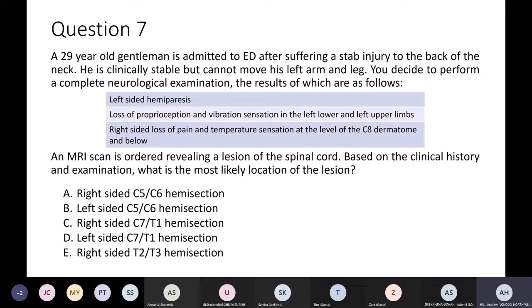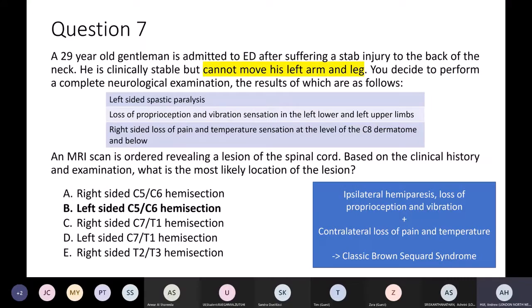So the correct answer in this case is B, the left-sided C5, C6 hemisection. So this history is what we would call classic Brown-Séquard syndrome. And remember, Brown-Séquard syndrome is ipsilateral hemiparesis and an ipsilateral loss of proprioception and vibration sensation, and a contralateral loss of pain and temperature sensation 1 to 2 levels lower down than the level of the lesion.